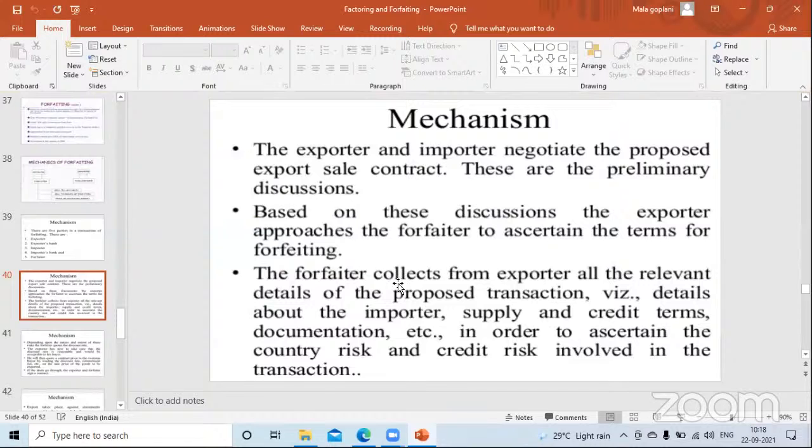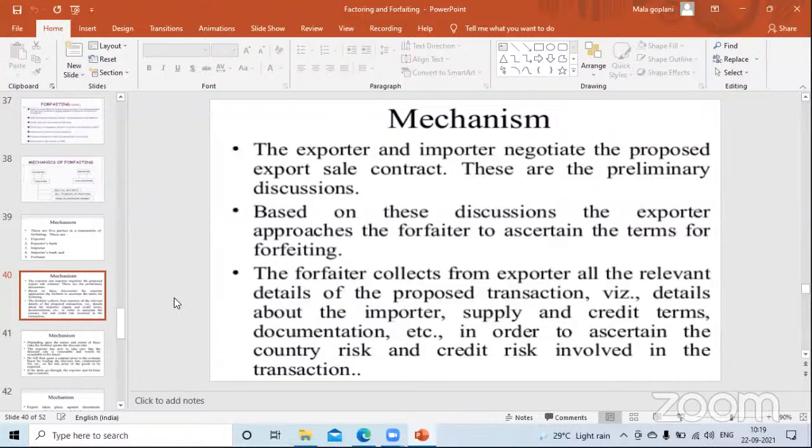Now what happens? As soon as the exporter approaches the forfeiter, the forfeiter will collect from the exporter all the relevant details, documents about the importer, about supply and credit terms, how many months you have given, with regards to the credit period, all the documentation part, in order to ascertain the country risk and credit risk involved in the transaction. The forfeiter also has to check the risk factor: in the particular country, what is the market risk, and in the particular transaction, what is the credit risk, that is, the chances of bad debts involved. So the forfeiter will also have to ascertain all these terms and conditions.